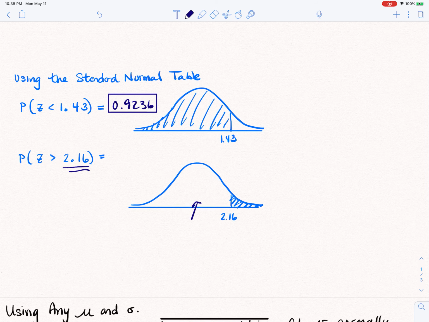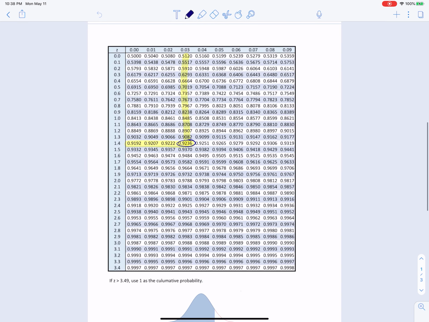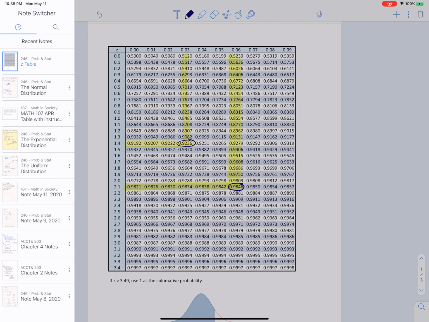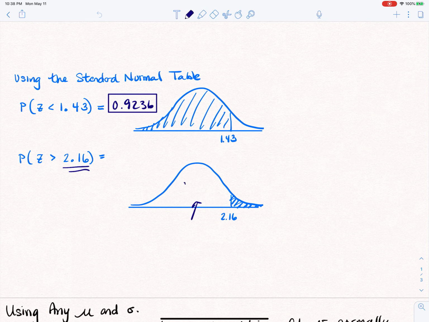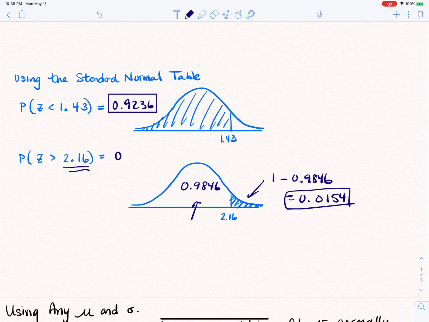So again, we're going to look for 2.16. So coming back to the z table, 2.16, we go to the 2.1 row, and we're going under the 0.06 column. And that looks like this entry right here is 0.9846. So this area right here that's not shaded is 0.9846, which means the area of the region we want is 1 minus 0.9846, which is 0.0154. So a very small probability.